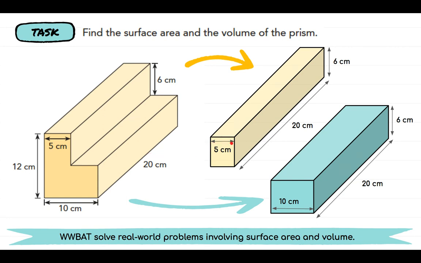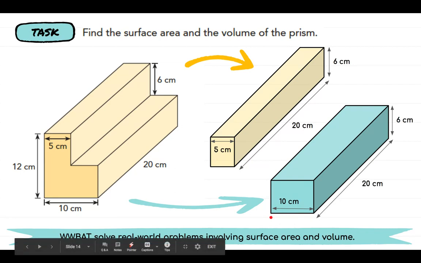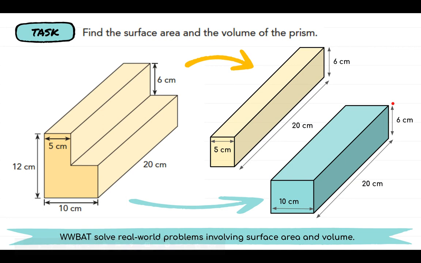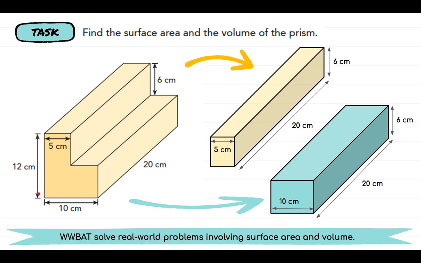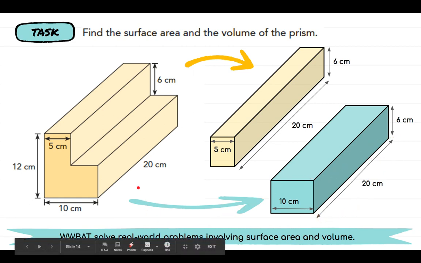the width of this piece is 5 centimeters. The length is 6 centimeters, and the height of this prism is 20 centimeters. And on the bottom, we have the length of 10 centimeters, the width of 6 centimeters, and the reason why it is 6 centimeters is because in total, this prism has the length of 12 centimeters. But then because 6 has been taken away from the top, the bottom part is also 6 centimeters. And then the height is the same, 20 centimeters.